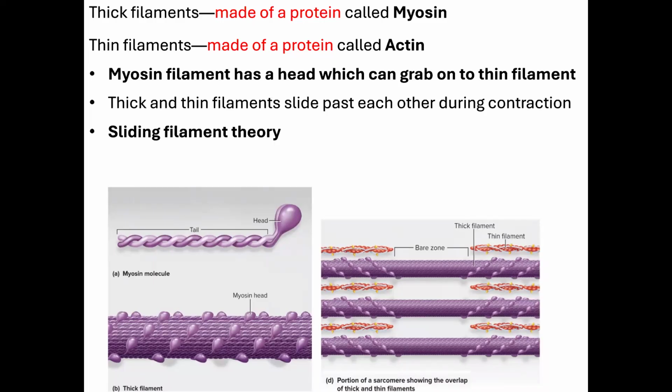So let's have a look into the structure. So the thick filament here, this is a thick filament. These are all proteins. So this thick filament is made of a protein called myosin. The thin filament is made of another protein. You can see the thin filament here, which is red in color, thick is purple. And the thin filament is made of a protein called actin. And I told you they slide. That's why we call it the sliding filament theory.